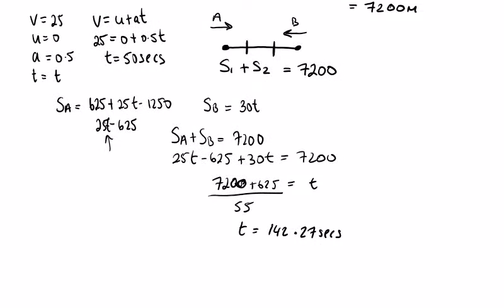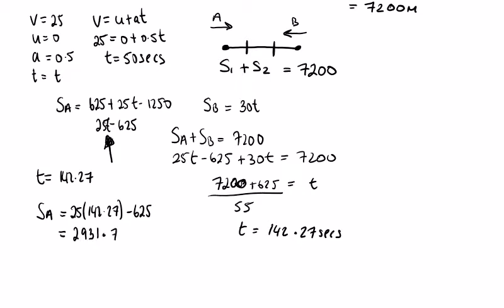And if we put that in up here, t is equal to 142.27. The distance that A has traveled from Minute is going to be 25 by 142.27 minus 625. And typing this into a calculator, we're going to get 2931.75 meters. That's the distance from Minute at which the trains meet.